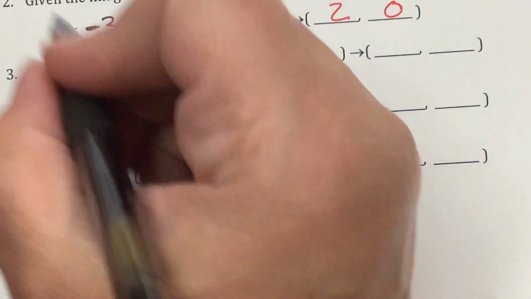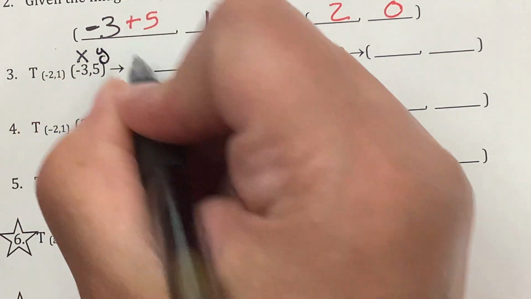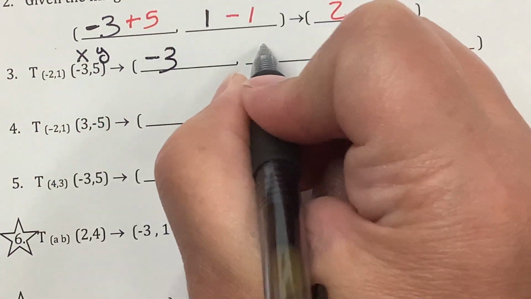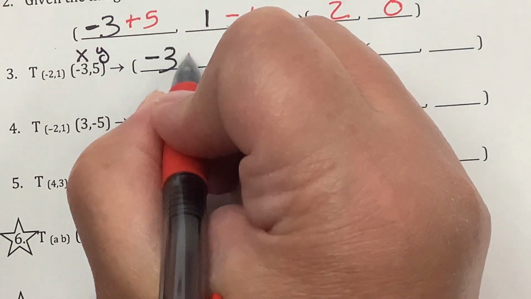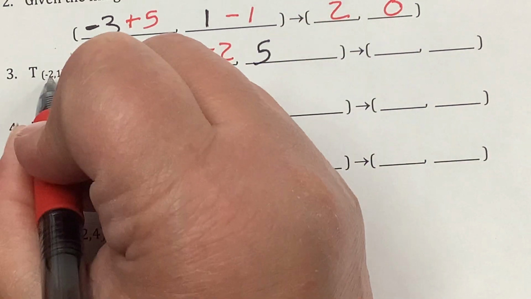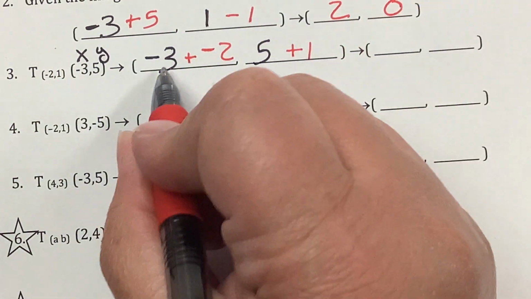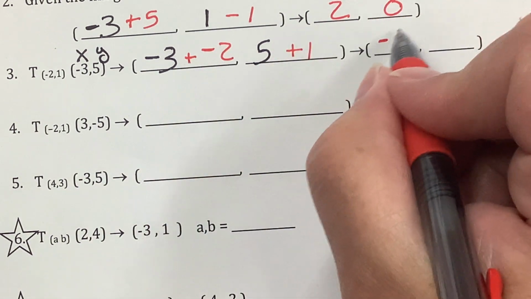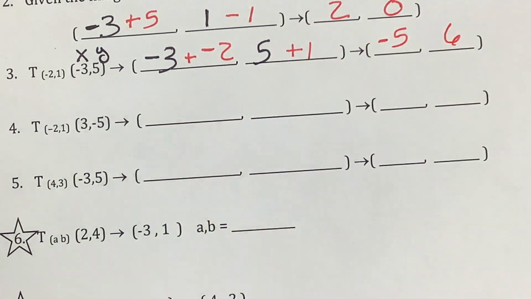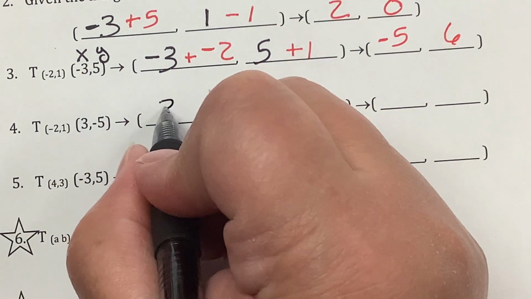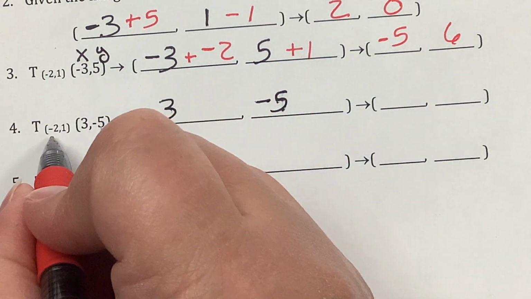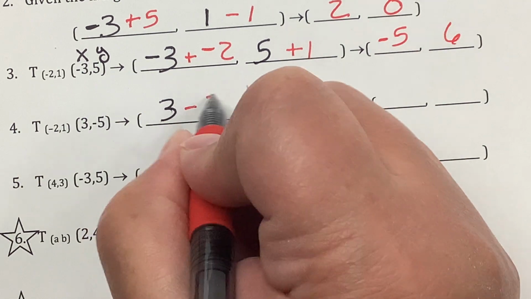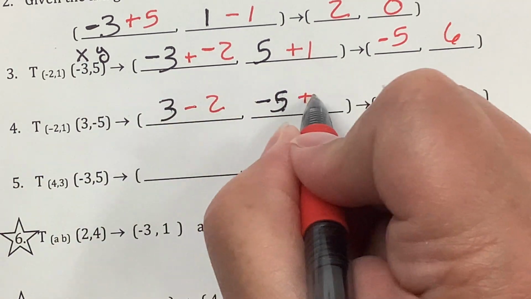So I have x and y, -3 and 5. I'm adding -2 and 1. -3 plus -2 is -5. 5 plus 1 is 6. My original point here is 3, -5. And to the x, I'm adding, well, I'm subtracting 2. To the y, I'm adding 1.